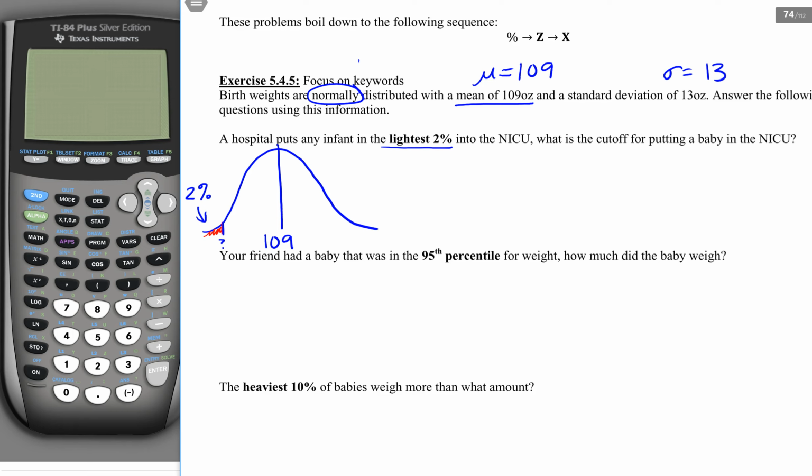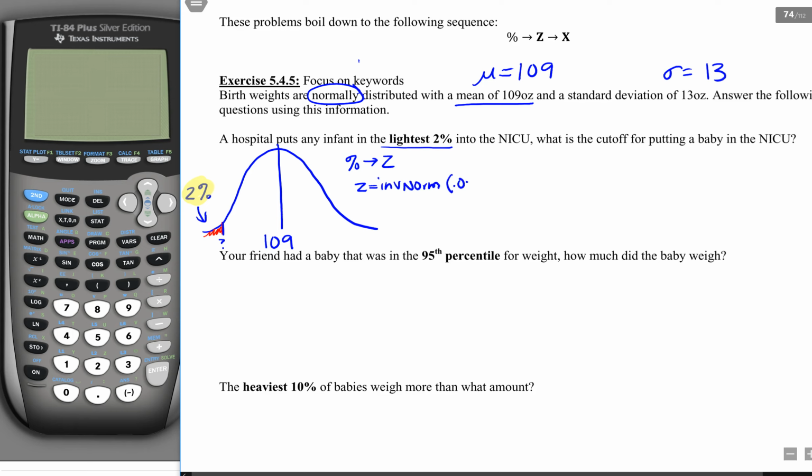If we were doing this by hand, we would have two steps, just like we did in the previous direct questions. The first step would be to use this percentage, the 2% that we have, and turn that into a z-score. So we could do this. We could get our z-score by using inverse norm.